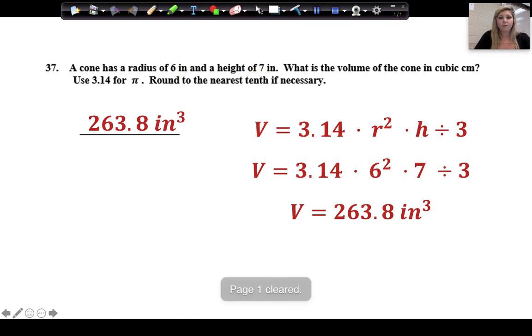So that would round up to 0.8 because that 6 is going to bump that 7 up.